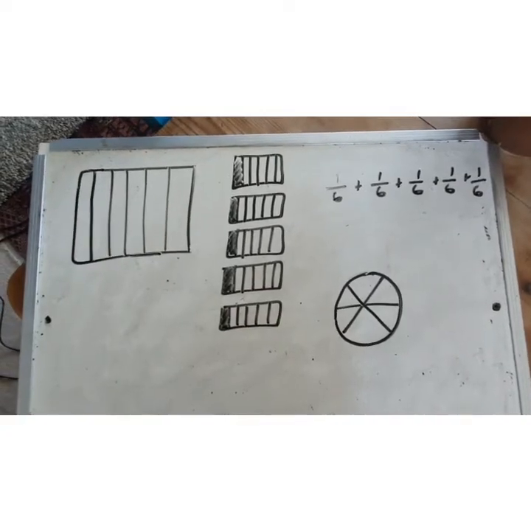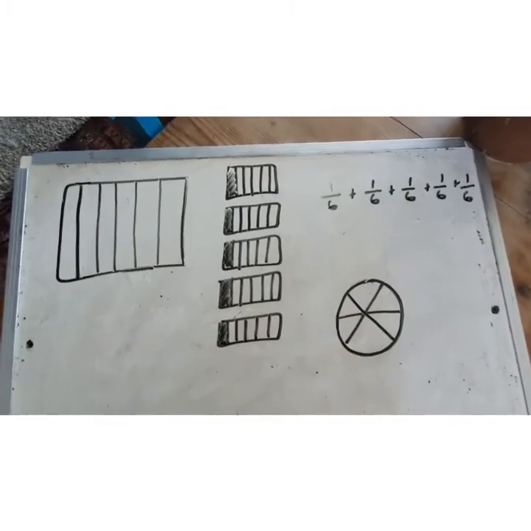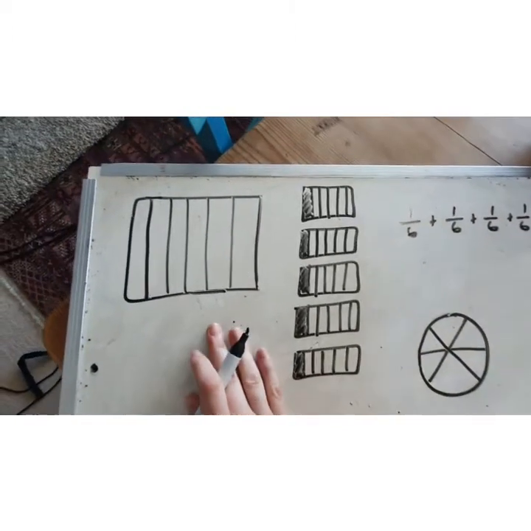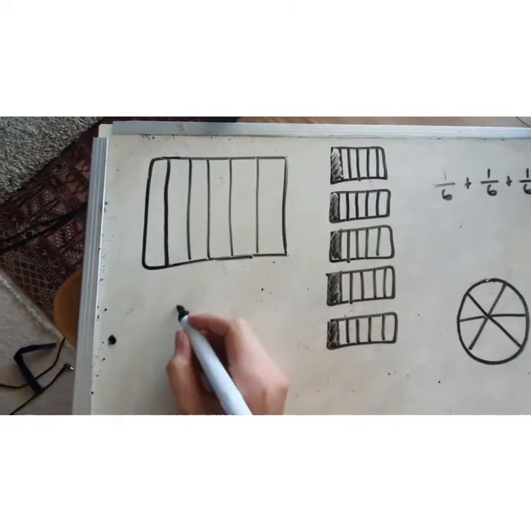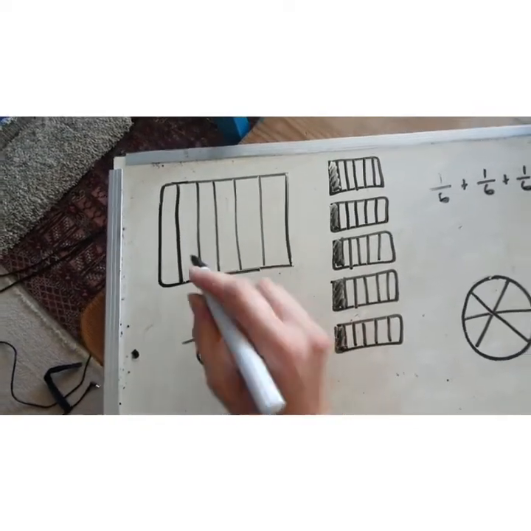Okay guys, I am back. So your next task was to show what 1/6 times 5 could look like. Now I've got 4 different ways here, all of which are correct. The first way you could show what 1/6 times 5 could look like is you could draw a rectangle.